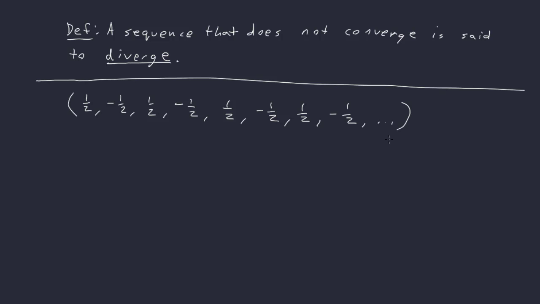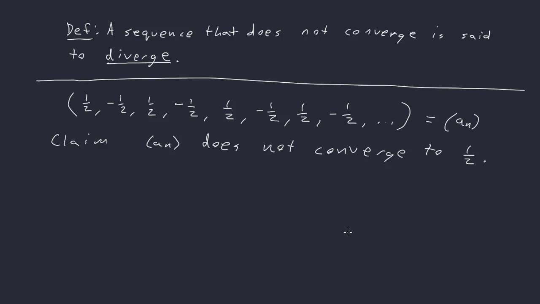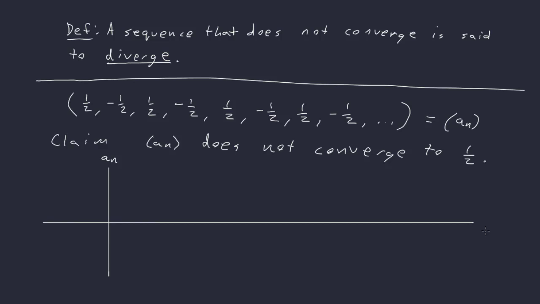Okay, so here's my argument. Let's say that this is the sequence a_n. So here's my claim. a_n does not converge to 1/2. Well, why might that be? Well, if we take a look at this on a graph where I'm plotting the a_n's on the y-axis and n on the x-axis, what ends up happening is basically it jumps back and forth. We have 1/2, negative 1/2, 1/2, negative 1/2, and so on.